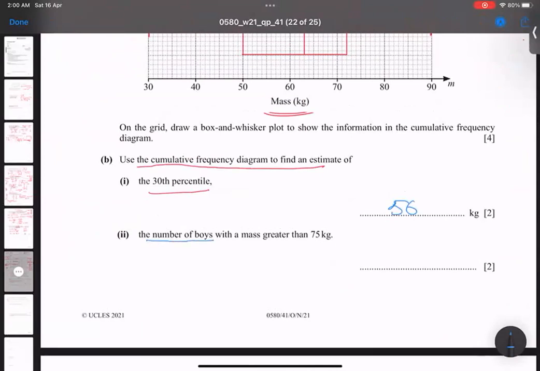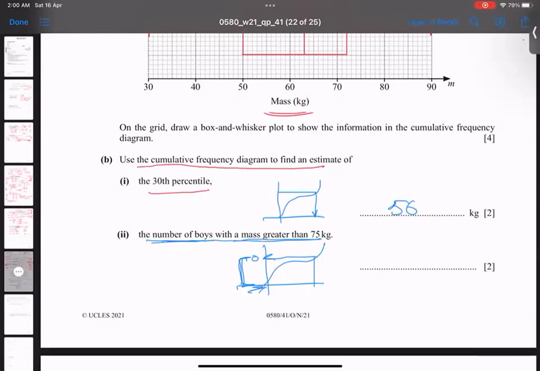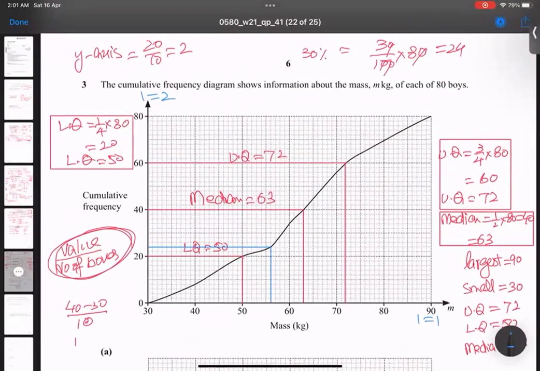Now let's talk about the number of boys. The number of boys is the question mark. When mass is the question mark, we start from the y-axis and come to the x-axis. But when he asks the number of boys, we start from the x-axis, go to the graph, and then subtract this value from the lowest value. This gives us the number of boys. He's asking for more than 75. So 75 is here, and from here till the last number, 90.